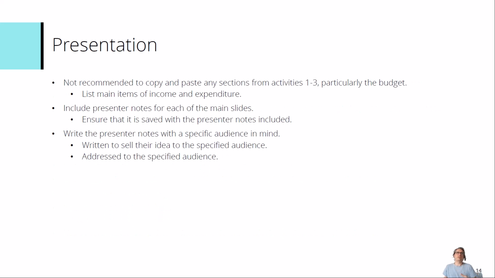It's not recommended to copy and paste any sections from activities 1 to 3, particularly the budget, because having copy and pasted tables from the budget onto a slide isn't giving clear information. It's very difficult to see things in that way. Having lists of the main items for income and expenditure, and then talking about those in more detail, and having that detail in the presenter notes as they would talk through it, is a good way to approach that.